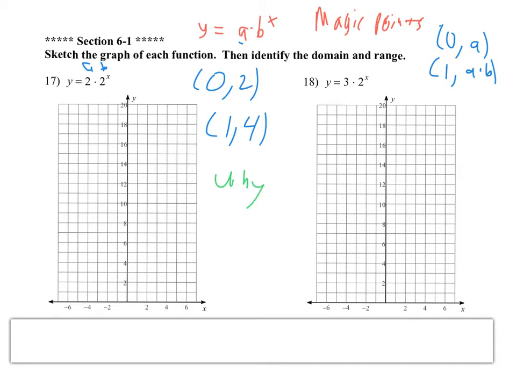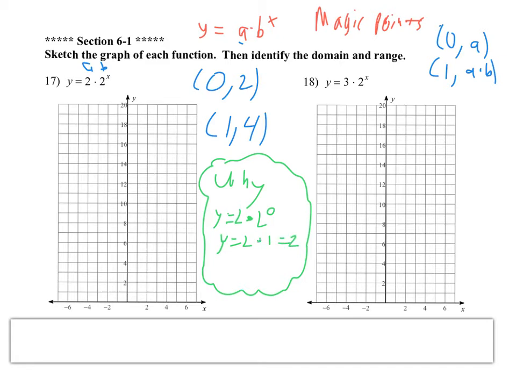The reason we can do that, and you don't have to do this every time, but I'll put a little thought bubble here, is that if you plug in 0, so if I said y equals 2 times 2 to the 0 power, then that's y equals 2 times 1. If I do my PEMDAS there, then 2 to the 0 power, doing the exponents first, is 1. And so 2 times 1 is 2. That means if I plug in a 0 for x, I get out a 2 for y. And that's where I get that 0, comma 2.